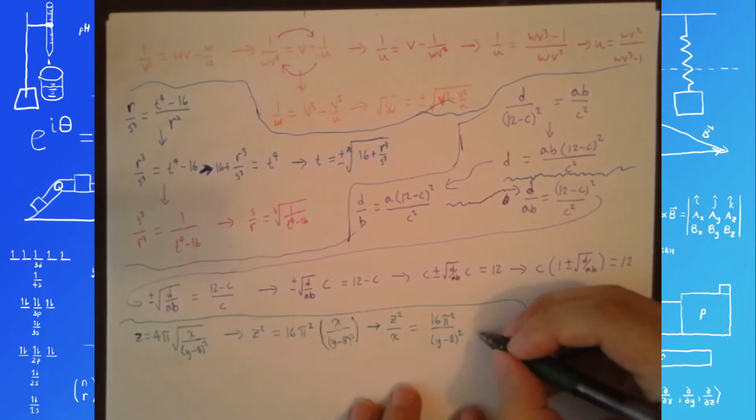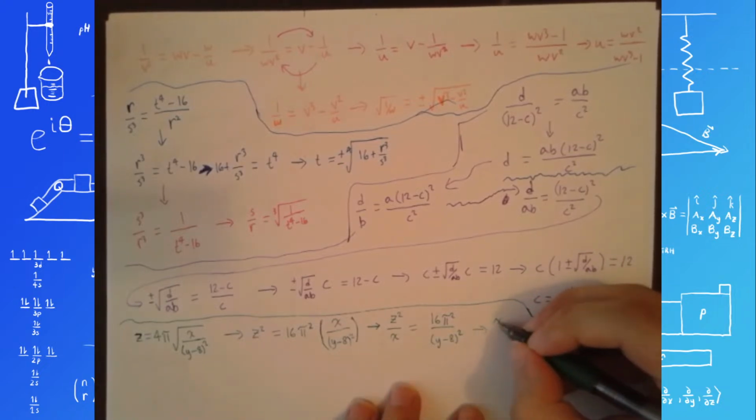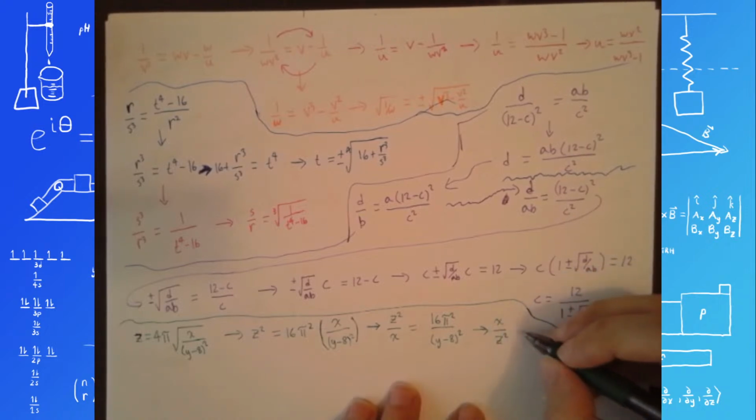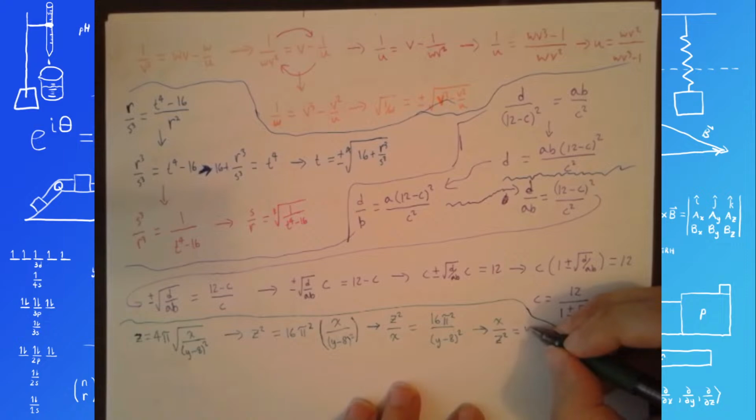And flip, and we're done. At least with the first part. x over z squared equals (y minus 8) quantity squared over 16 pi squared.